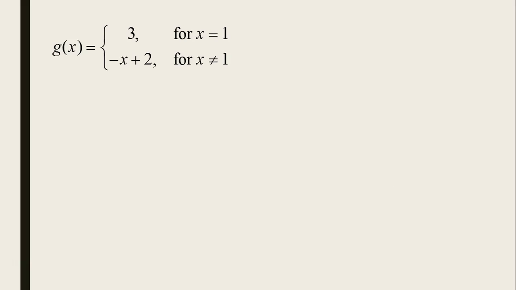Now this type of function is a little bit different. It's called a piecewise function because it's defined in two pieces. The top part, g of x equals 3, is the definition for input values for x values equal to 1. And the bottom part, g of x equals -x plus 2, is the part we'll use for any input value that's not equal to 1, any x value that's not 1.